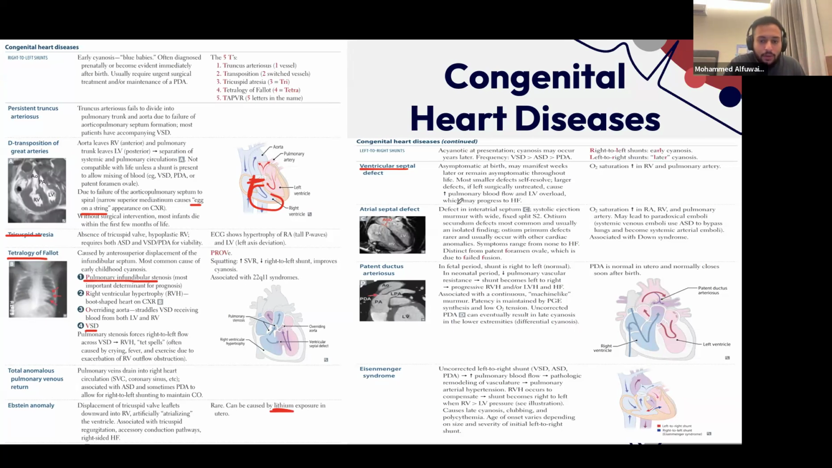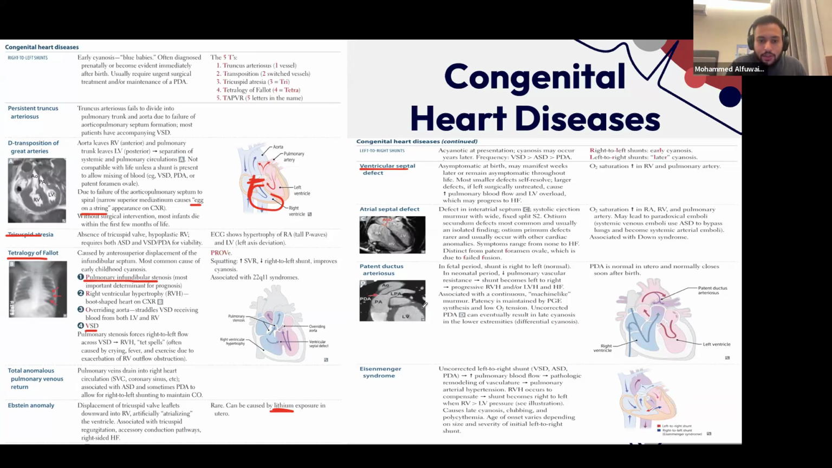Atrial septal defect is another one. Again, very similar. Don't worry too much about all of this. PDA is another important one. It usually closes. However, if it remains open, there will be always continuous shunting from the pulmonary artery to the aorta. Okay, that's it. So you close it. And you close it usually with medications such as NSAIDs, indomethacin.